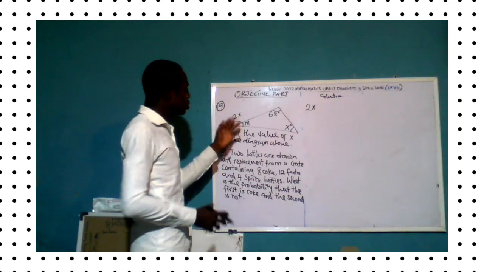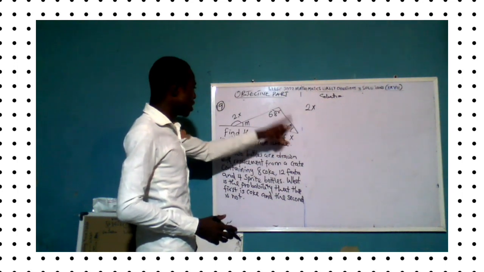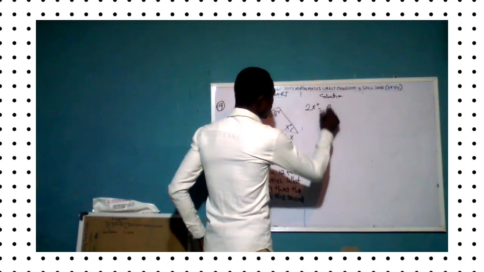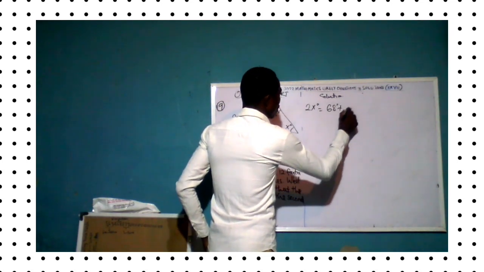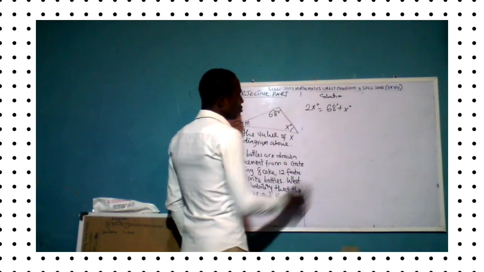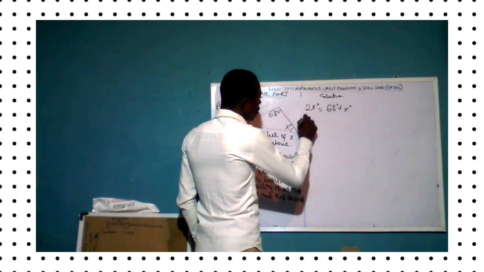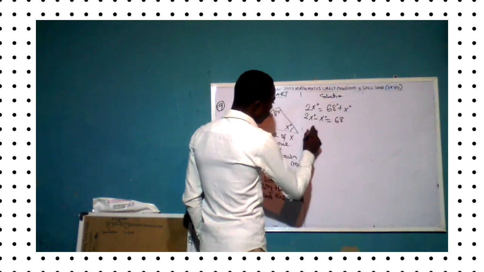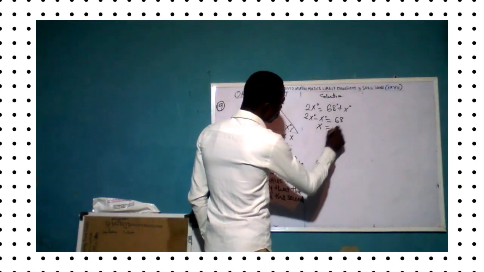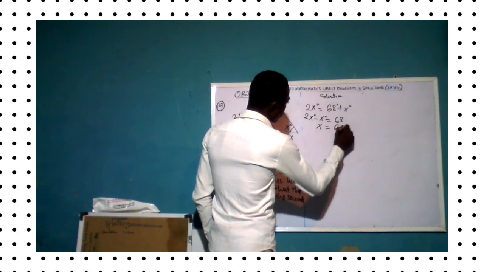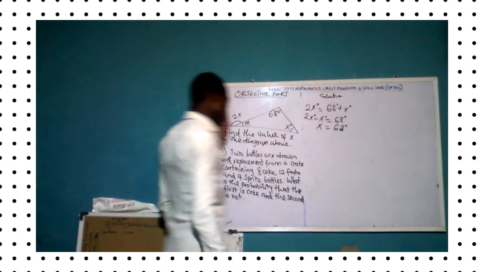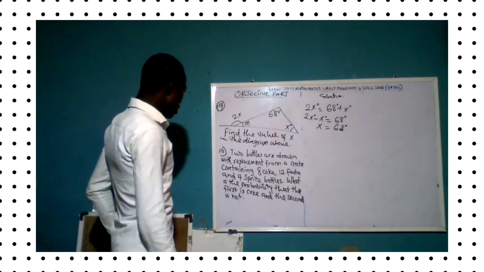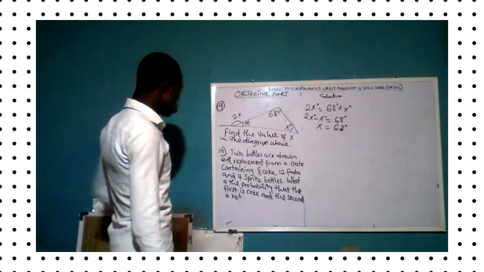What are the two opposite angles of this exterior angle? This is angle x degrees and angle 68. Therefore, 2x, which is the exterior angle, equals 68 degrees plus x degrees. From here, just collect like terms and you have 2x degrees minus x degrees equals 68. Therefore, x equals 68 degrees. Straight away, you will find this among the options. Just choose it once you come across a question like this.